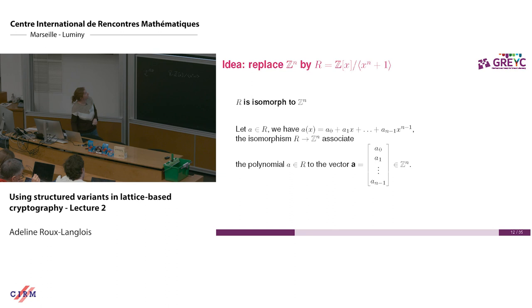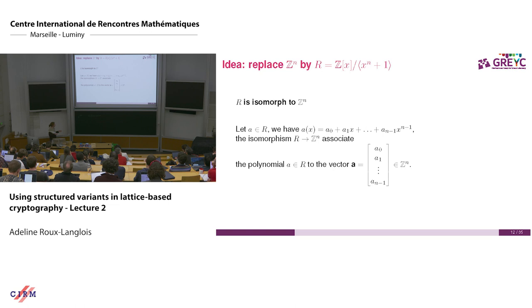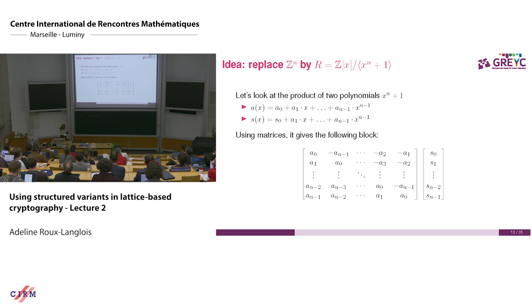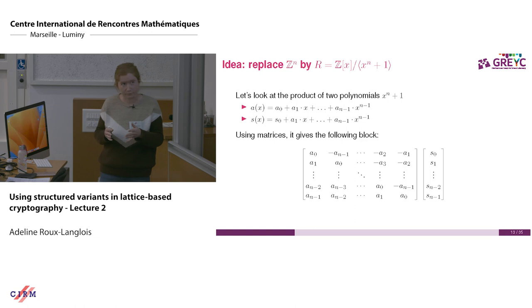Okay. So why is it quite easy for us to work with R? It's because it's isomorphic to Z to the n. So you have a polynomial of degree n, and you can easily represent it by a vector of size n. Okay, so this one is quite easy, and for us it's very nice because after, when you consider the multiplication of two polynomials, you can see it as the multiplication of a matrix with a particular structure with a vector. And this is the structure that we will find again in our matrix A just after.